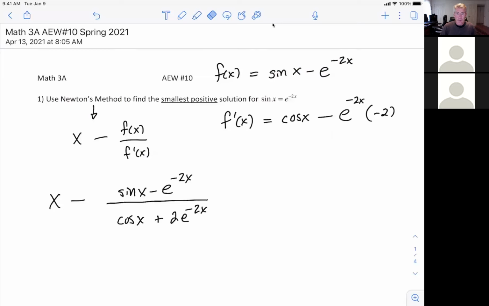So the next thing is I need a first guess. And of course I could use a graphing calculator, but back in the 1600s when Newton was doing this, they didn't have a TI-84. So let's see if we could do it without a graphing calculator, at least for this first part.